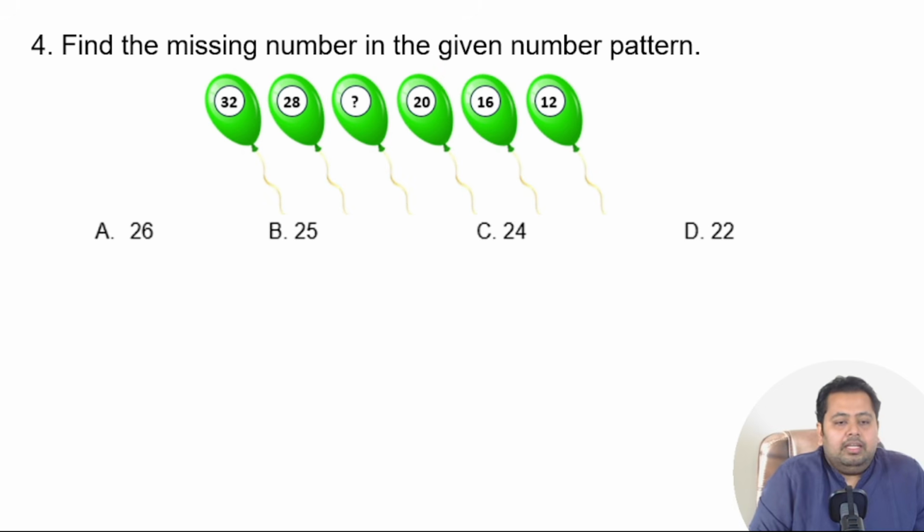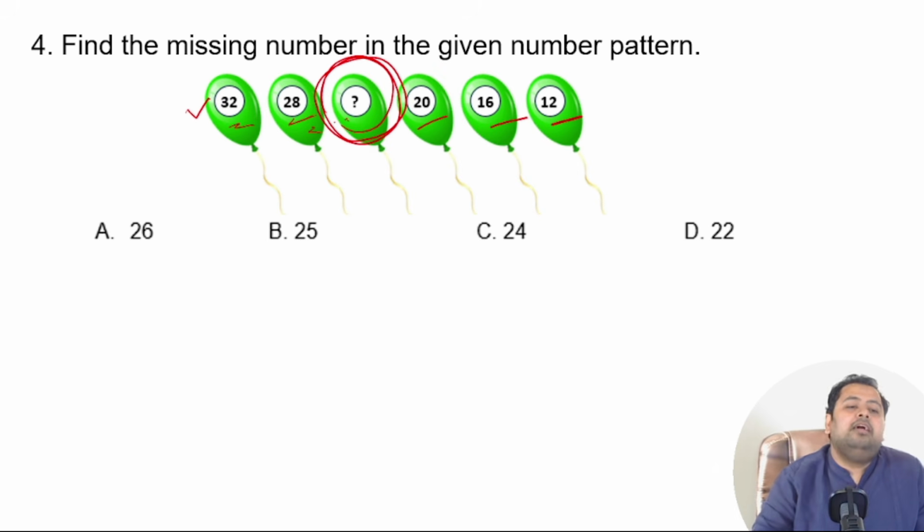Find the missing number in the given number pattern. So you can see in the balloons there are some numbers given. You have to find the missing number. So this is the number that you have to find. The numbers that are given are 32, 28, this is the missing number, 20, 16, and 12, right? What would be the missing number? Again, 3-second timer, pause the video, give yourself some time, solve it for yourself, and we meet the other side.